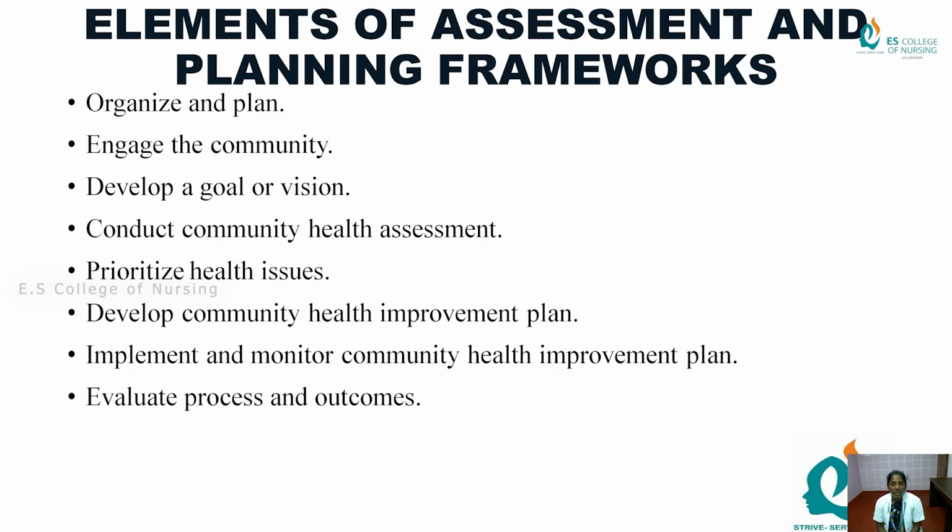Then coming to develop the community health improvement plan. Once we have identified all the issues, we have to develop a community health improvement plan for the clients, I mean to say the beneficiaries or the community people. Then implement and monitor the community health improvement plan, and after that we need to evaluate the process and outcomes. These are the few elements of the assessment and planning framework.